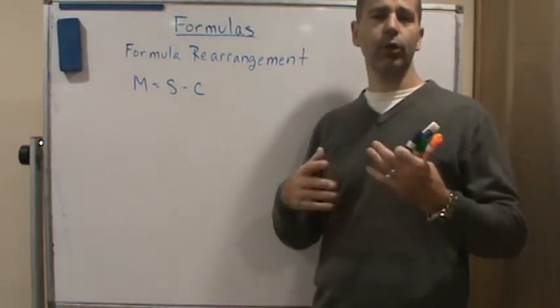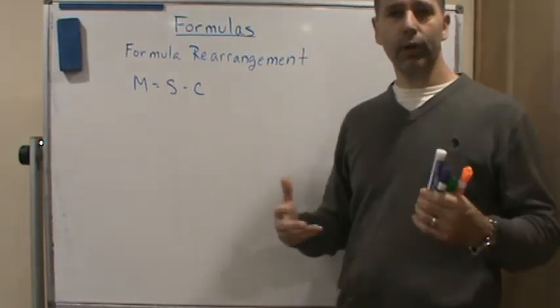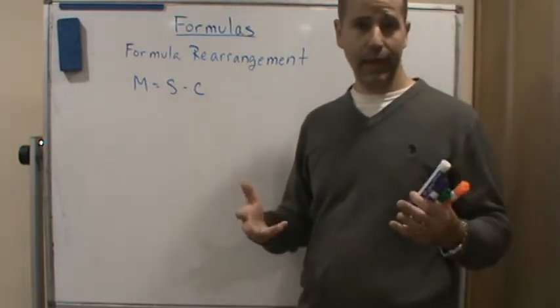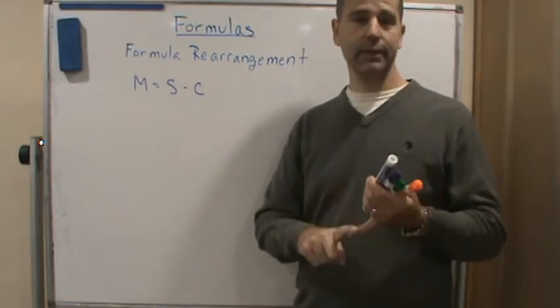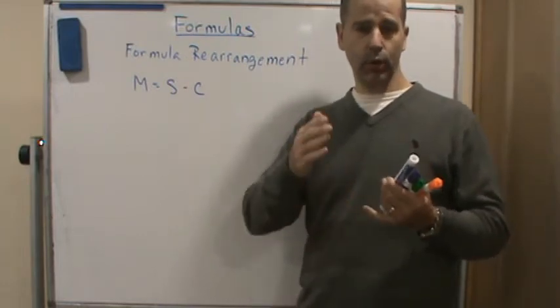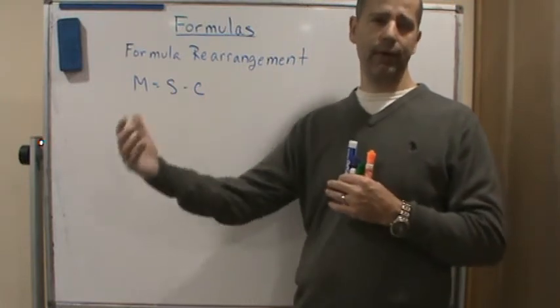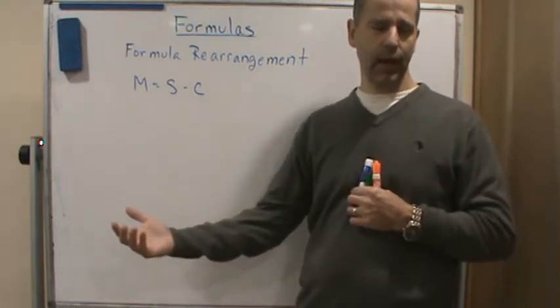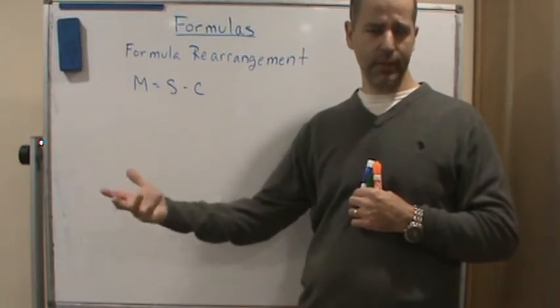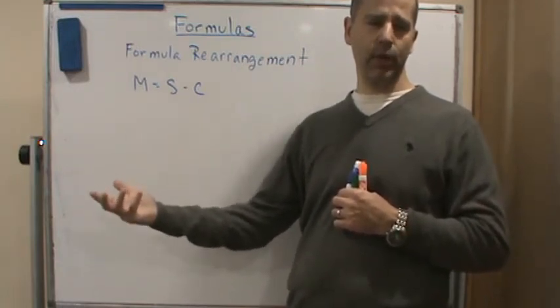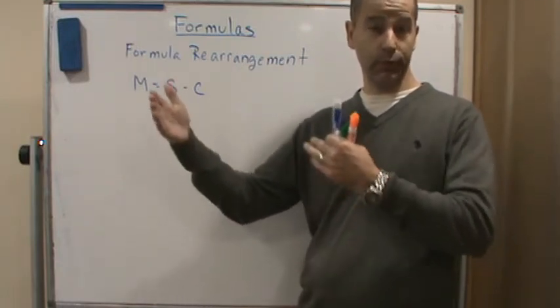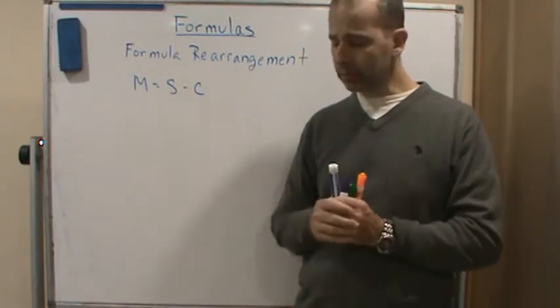Okay? And in order to do that, we're going to be using the axioms. The first axiom we're going to use is the addition axiom. If you add a constant to one side of the equation, you have to add the same constant on the other side of the equation, to preserve that principle of equality that I've talked about.